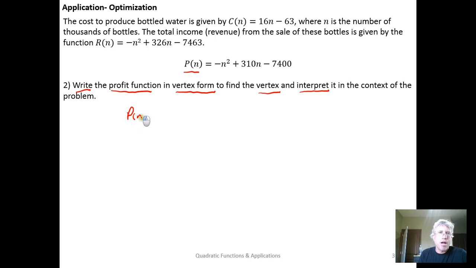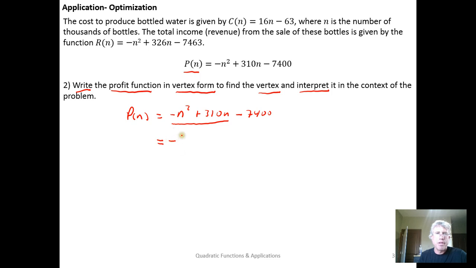So we have profit as a function of the number of bottles that we sold is equal to negative n squared plus 310n minus 7400. And then to put it in vertex form, the way that we did vertex form in topic 13 was we isolated the terms that had the n's, and then we are going to complete the square on the terms that have the variable, the input variable. And we want to recognize that to complete the square, the coefficient on the n squared term needs to be a 1. Right now it's a negative 1.